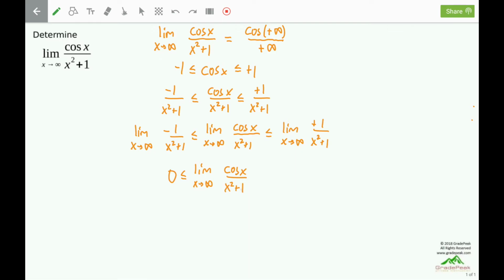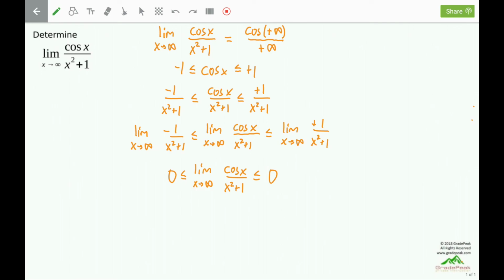The middle limit we do not know. It's indeterminate due to the cosine of positive infinity, so we'll leave it alone. The rightmost limit, plugging positive infinity in for each of the x's, positive infinity squared is positive infinity, plus 1 is positive infinity. Each term that's a constant divided by positive infinity will go to 0 as x approaches the positive infinity, so that result is also 0.